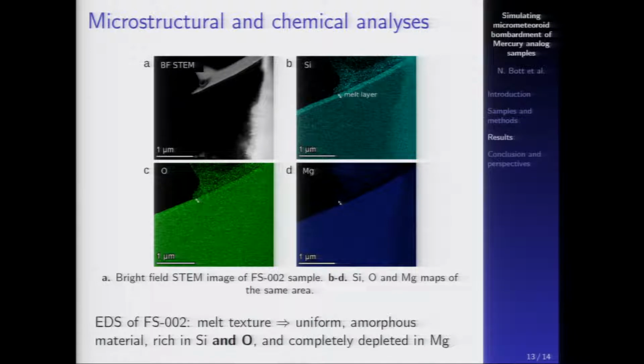And finally, these images have been taken just before I left Purdue University. This is my first image, so it is not very well resolved, I would say. For example, we should see this melt layer on the bright field image, but we do not, so sorry. But we can see that this melt layer is indeed, as in the previous sample, enriched in silicon, but it is also enriched in oxygen and completely depleted in magnesium.